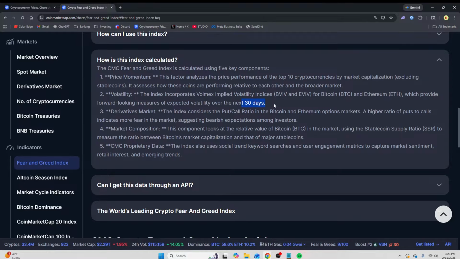Okay, that means there's going to be some big volatility in the next 30 days, given that we're sitting at all-time lows. The index considers a put-call ratio on Bitcoin and Ethereum options markets. A higher ratio of puts to calls indicates more fear. So that means people are a lot more short than they are long right now. That means these people are probably going to take profits pretty soon, or they're going to get smoked by someone coming in here buying calls and liquidating them.